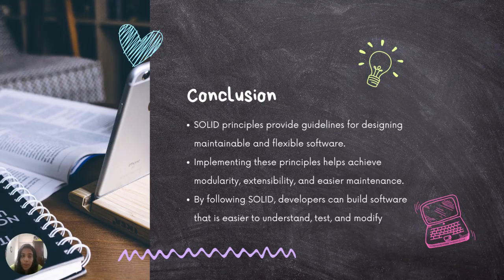We have discussed the five principles of SOLID. It provides a guideline for designing maintainable and flexible software. Implementing these principles helps us to achieve extensibility and easier maintenance of our code. By following SOLID principles, developers can build software that is easier to understand, test, and modify.